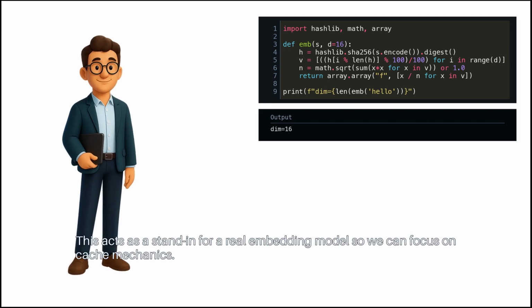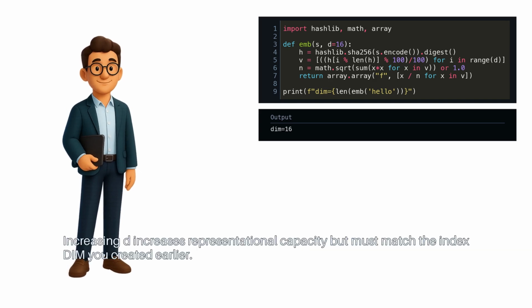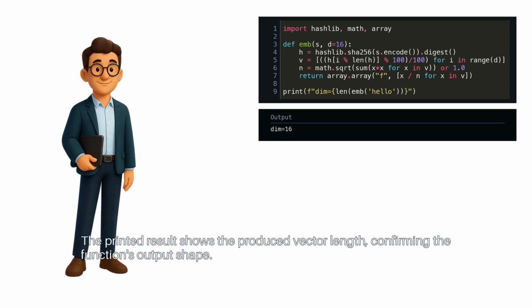This acts as a stand-in for a real embedding model, so we can focus on cache mechanics. Increasing D increases representational capacity, but must match the index dim you created earlier. The printed result shows the produced vector length, confirming the function's output shape.